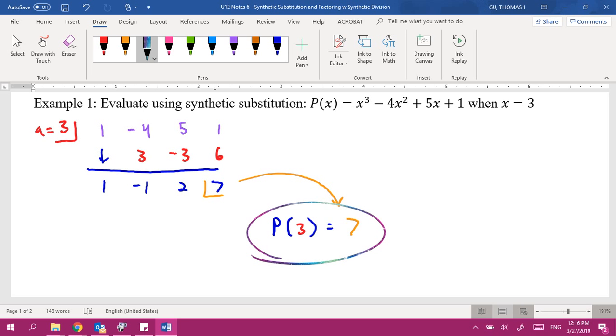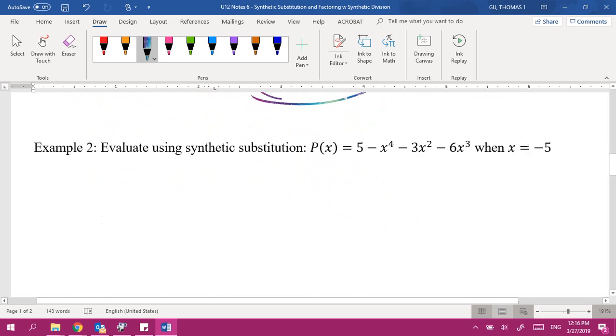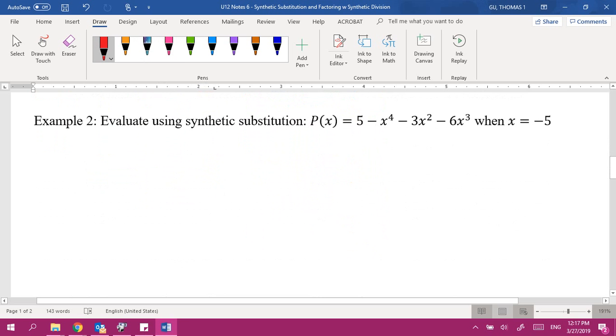So there we go. And we're going to do one more example right here. All right, evaluate using synthetic substitution. Once again, there's the polynomial when x equals -5. So what is my a value if I use synthetic division? Right, a is -5. Okay, what's wrong with my polynomial there?